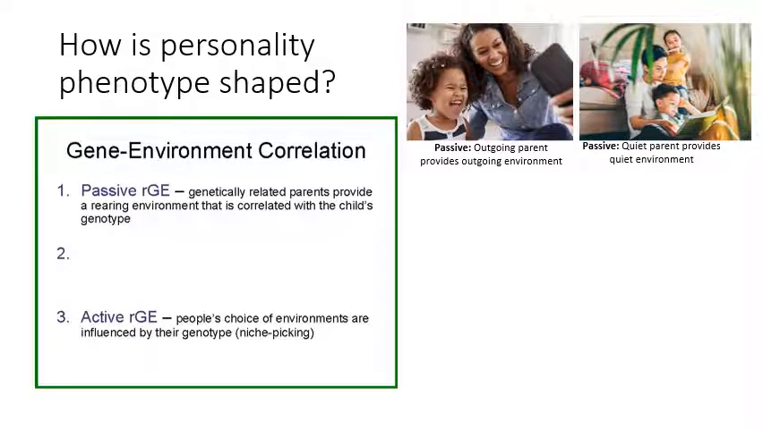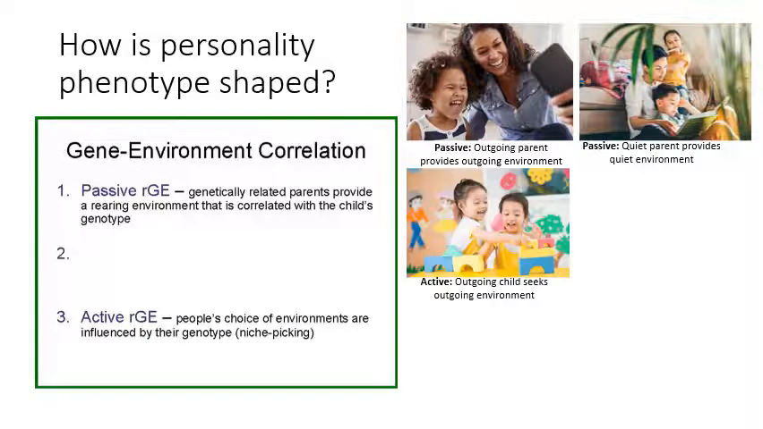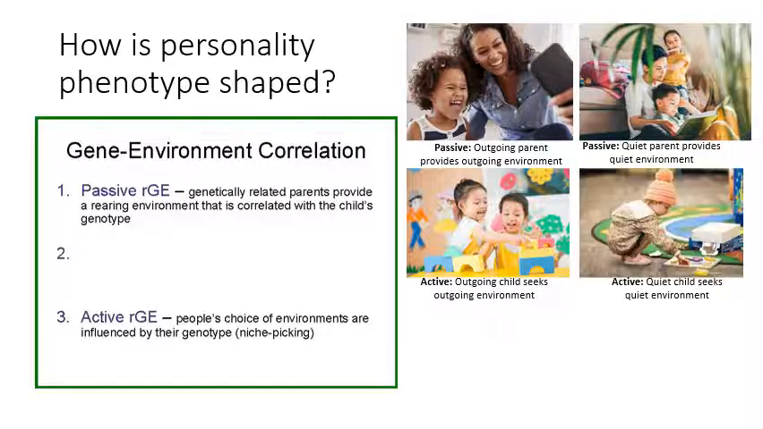Then we have active mechanisms, that people make choices within their environment. They pick their niches. And so if it's an active gene-environment correlation, then this outgoing child is going to seek outgoing. When they're in kindergarten, they have a choice of what to do. They're going to pick something social. And when they're at recess, they're going to pick something social. Whereas the quiet child is going to seek a quiet environment and choose the activities maybe that are quiet and solitary.